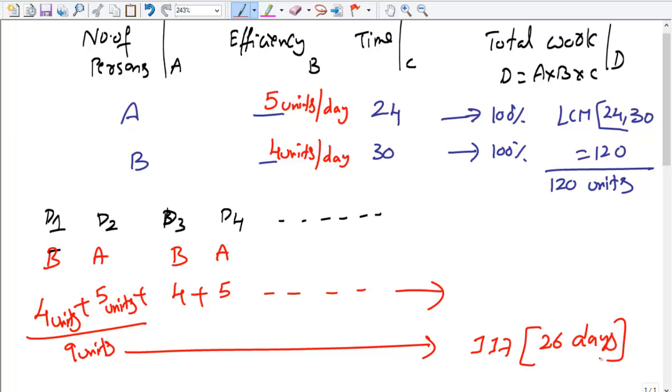Now, the remaining 3. Now it's B's turn, so B will finish 4 units per day, and to finish 3 units is going to use 3/4 of the day. That is going to be 26 3 by 4 days. It's quite easy.